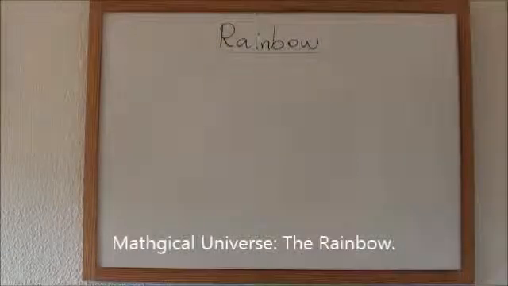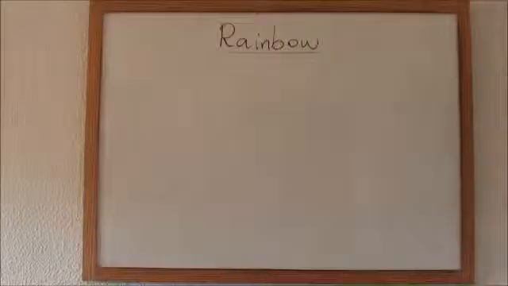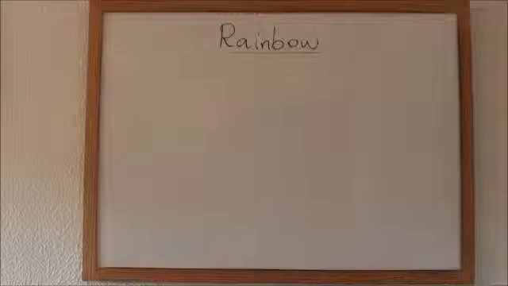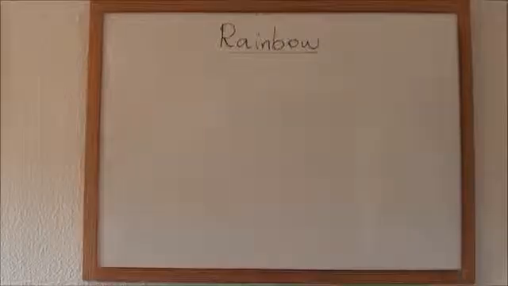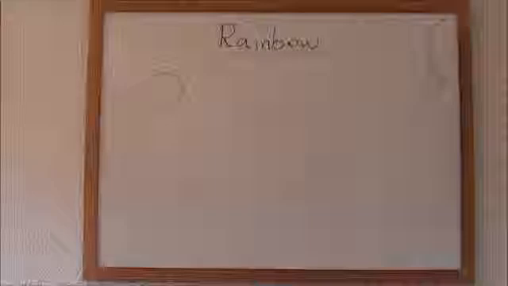In this video we are gonna see how the rainbow is formed. First we need the sun and we need drops of water. That's the sun and that's a drop of water. Now we need a sun ray.